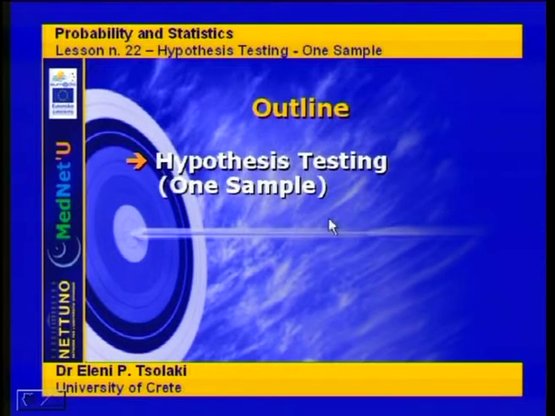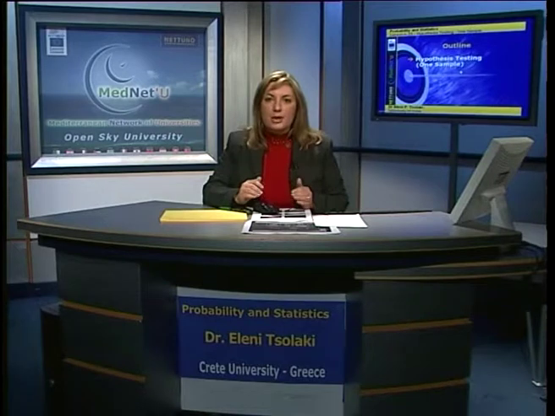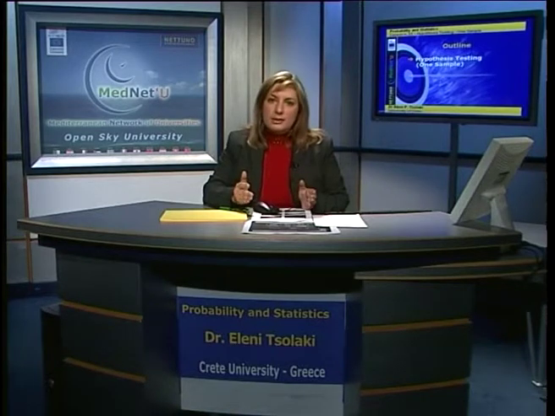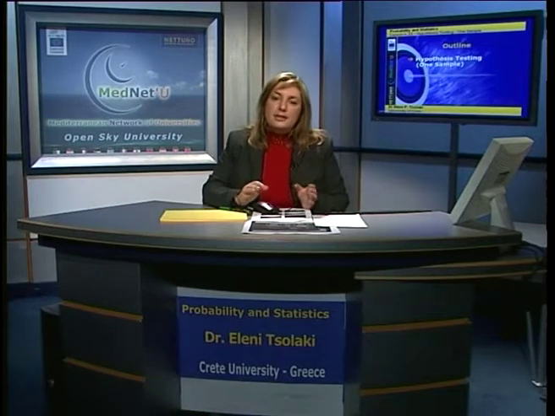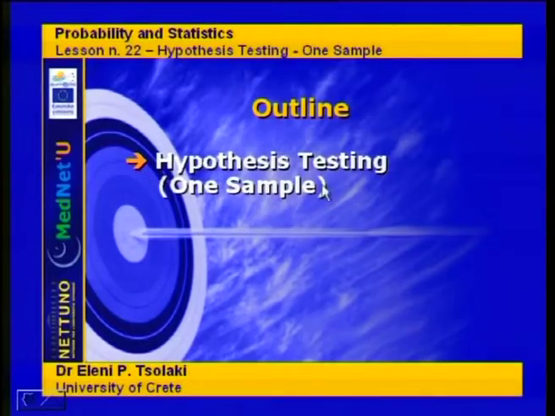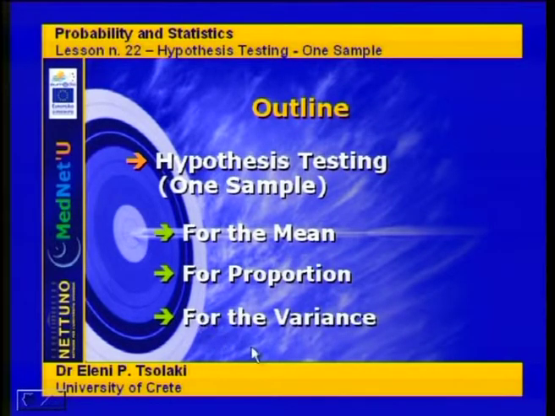So, what we are going to see in this lesson is hypothesis testing for one sample. As we have seen with confidence intervals, we are going to see separately when we have two samples from two populations, and when we have one sample from one population. In this lesson, we are going to work with one sample. We are going to see how to do hypothesis testing for the mean, for proportion, and for the variance.